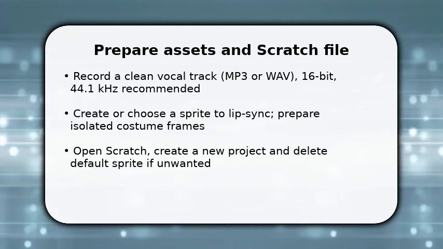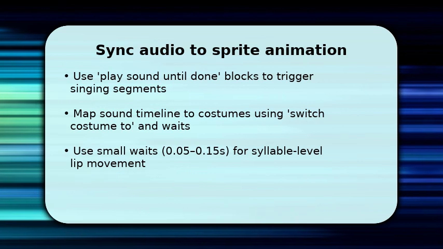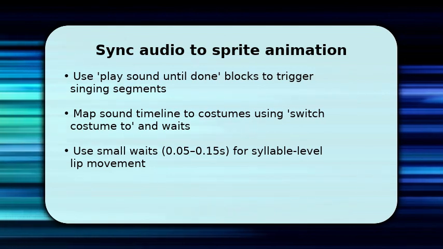You now match audio to visuals. Split the song into segments and use play sound until done for whole lines, or play and wait in shorter chunks for syllables. Use the sounds editor to find timestamps, then script costume changes at those timestamps with precise wait times. For smoother motion, alternate between two intermediate mouth shapes and the open shape.